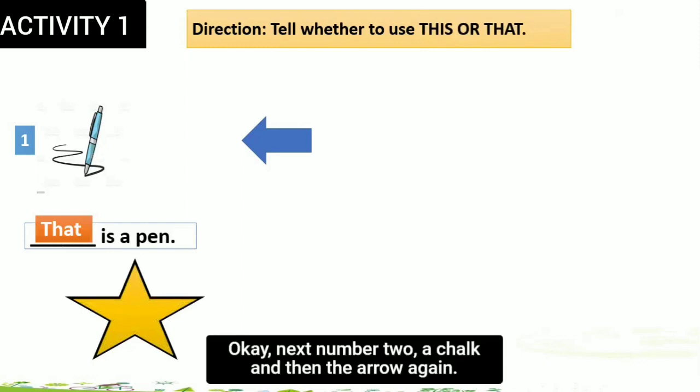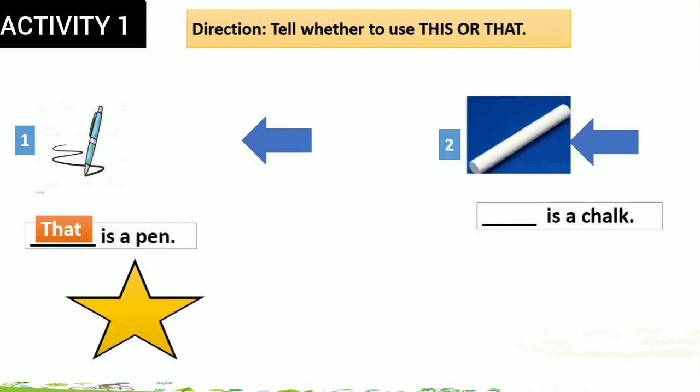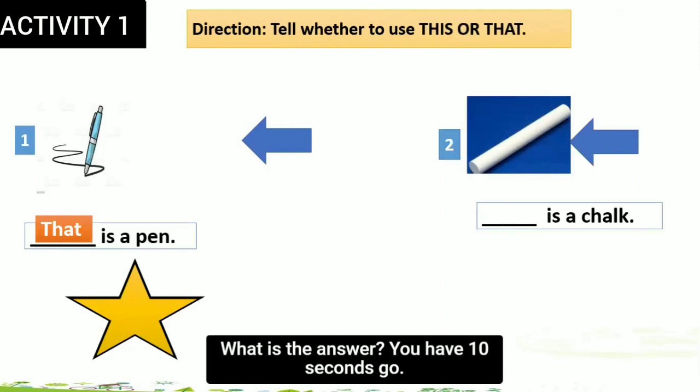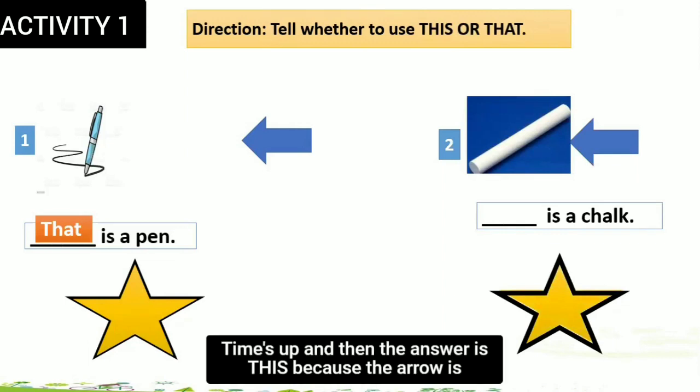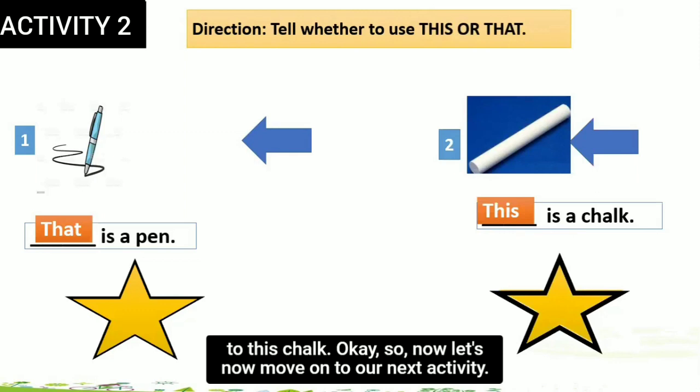Okay, next, number two, a chalk, and then the arrow again. Can you complete this sentence? What is the answer? You have 10 seconds. Go. Time's up. And then the answer is this, because the arrow is very close to this chalk. Okay, so let's now move on to our next activity.